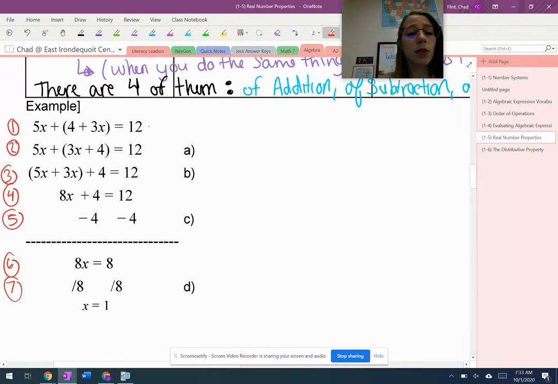So from line 1 to line 2, what is changing? I can see that the 5x are the same, the parentheses are in the same spots. The only thing that has changed is this 3x and this 4. In the first line, the 4 came first. In the second line, the 3x came first. So what's happening there is the order is being switched. They switched the order.